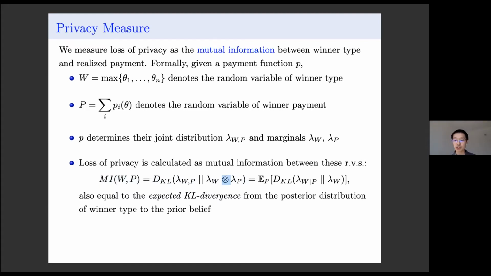An alternative way of thinking about it, which is perhaps economically more intuitive, is through the second equality. The second equality says that the mutual information is also equal to the expected KL divergence from the posterior belief of winner type to the prior belief. So in this formula that I'm highlighting, lambda of W given P is the posterior distribution of the winner type conditional on observing the payment. Inside the expectation, we're measuring the distance between this posterior belief and the prior belief using KL divergence as the measure. And then we take the expectation over different possible realizations of the payments. This will give us an average measure of how much belief will change upon observing the payments.